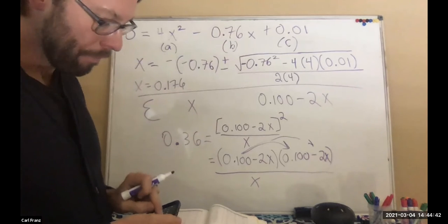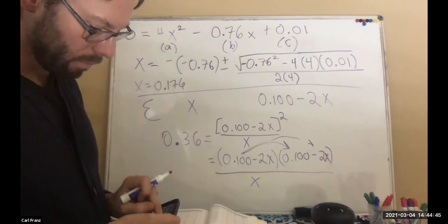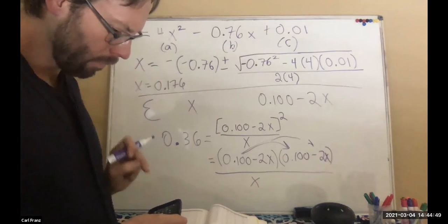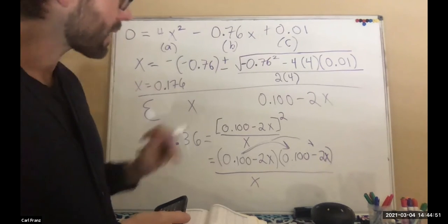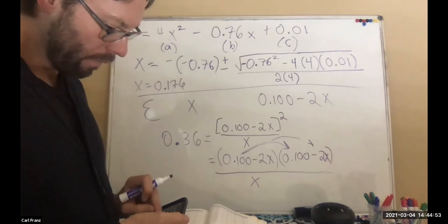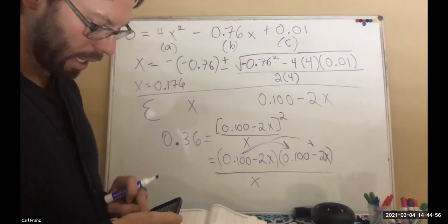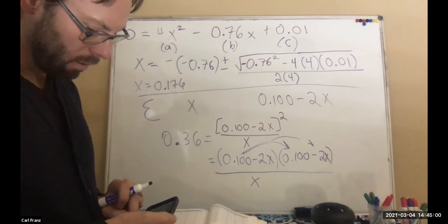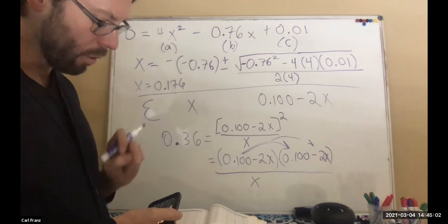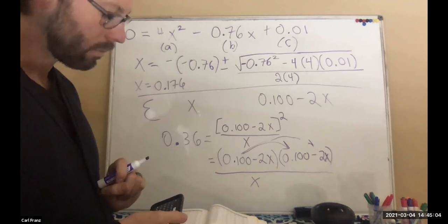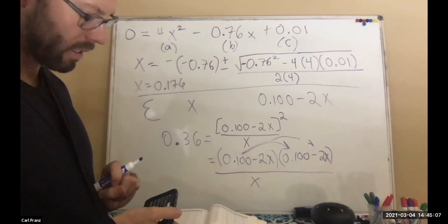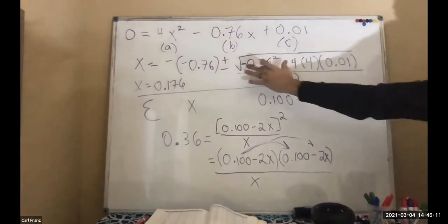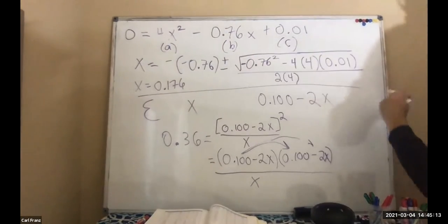So I'm going to take a negative 0.76 and I'm going to square it. And then I'm going to subtract that by 4 times 0.01. And I'm going to take the square root of that. And that gives me 0.65. Okay. So we can say that all of this stuff is 0.65.